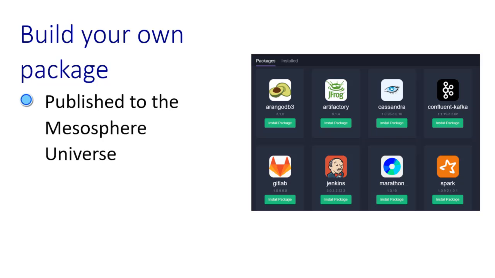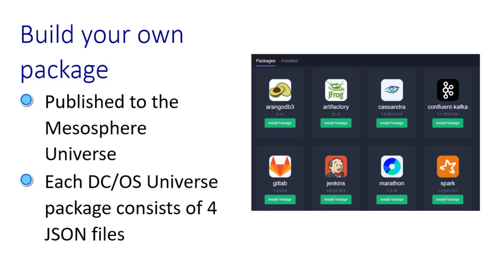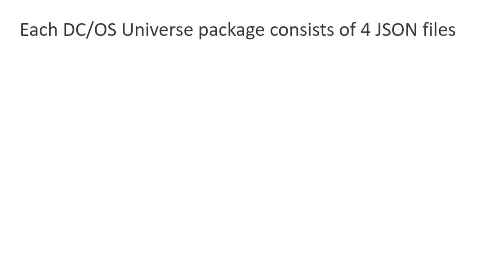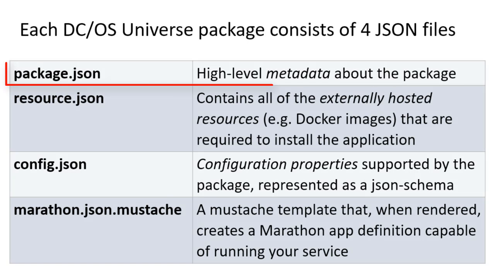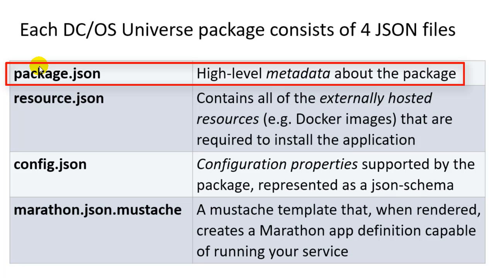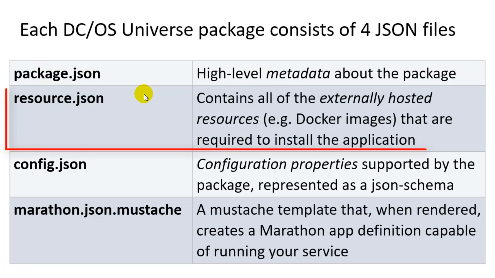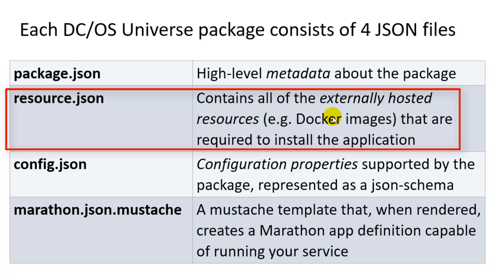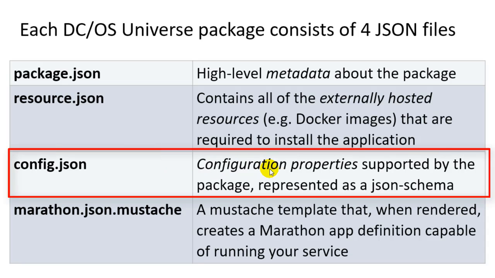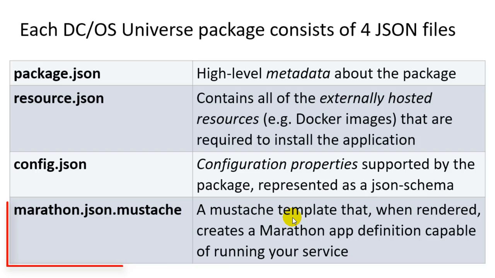But let's really turn our attention to making your own package that you may want to publish yourself in the Mesosphere universe. There's really 4 files that allow you to do this. You basically define 4 files. Let's review each of these 4 files. You have a package.json file, which is the metadata, the high-level information about the package. You have the resource, which is all the externally hosted resources, like say a Docker image. The configuration file, and this is basically the properties that the user would modify before deployment.